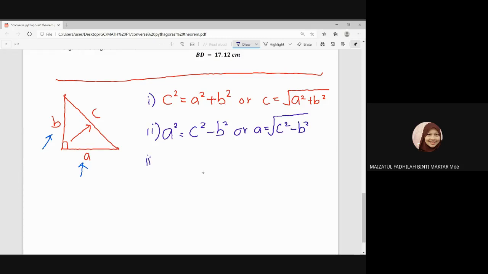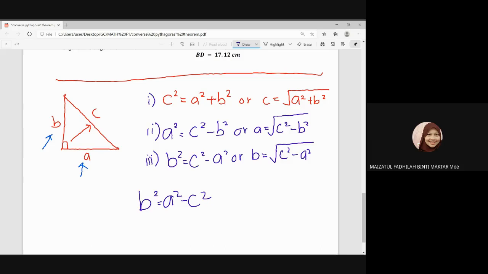Right, and the third one, you want to find the side B: B square equals C square minus A square, or B equals square root of C square minus A square. Why is this one so very important? Because many of you write down, when you want to find another side, B equals A square minus C square. If you do like this, you will get a negative value.